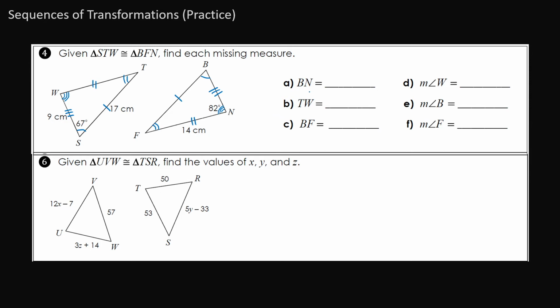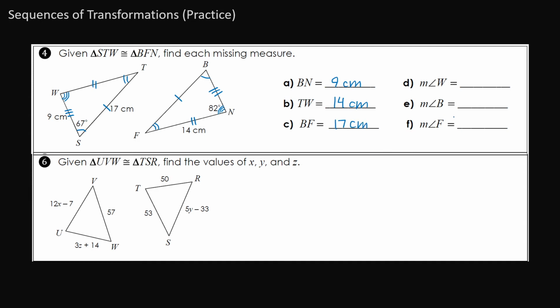For A, we need to know the length of BN. So its corresponding side would be SW, and we know that SW is 9 centimeters. So BN must be 9 centimeters. TW corresponds to side FN, and we know that FN is 14 centimeters, so TW must be 14 centimeters. For C, BF, that side matches up with side ST, and ST is 17 centimeters, so BF must be the same.